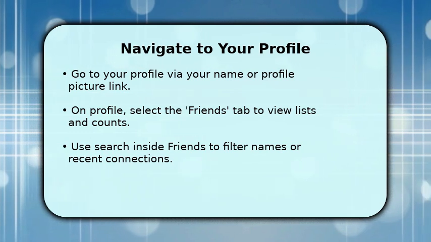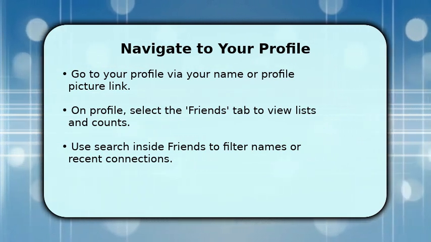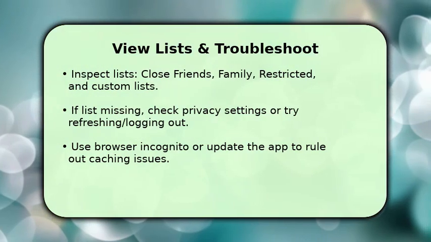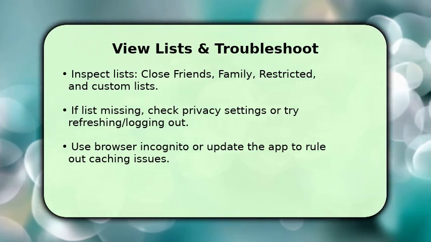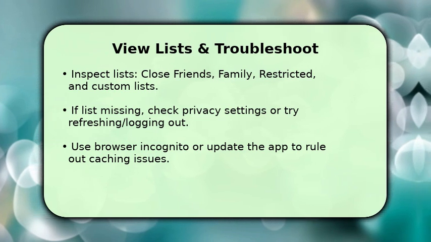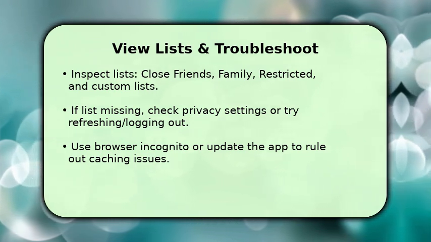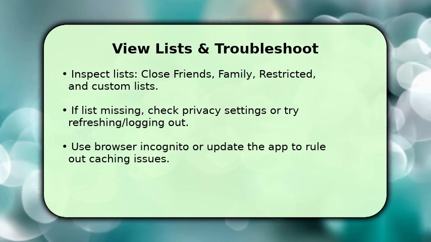To finish, inspect the lists shown, close friends, family, restricted, and any custom lists, so you know where contacts are grouped. If a friend or list doesn't appear, check your privacy filters and list settings because visibility can be limited by mutual settings.